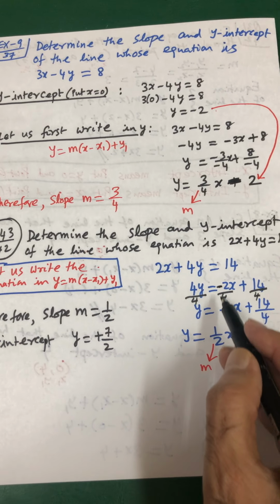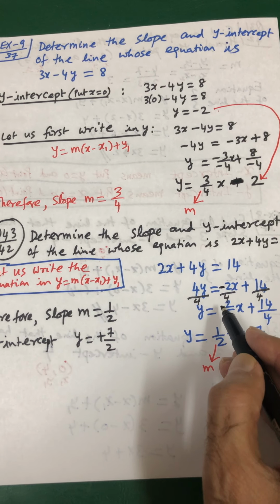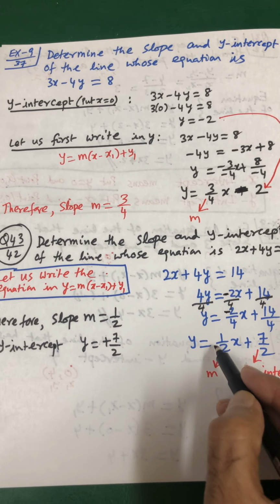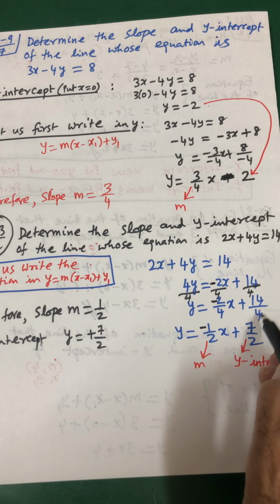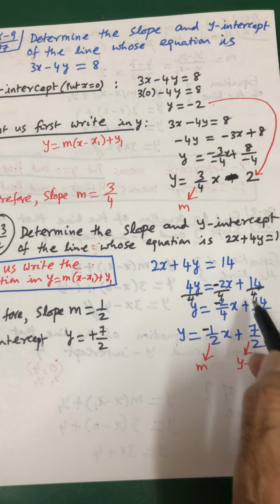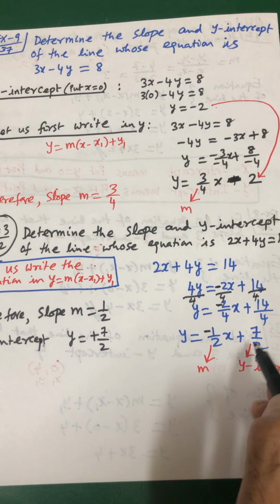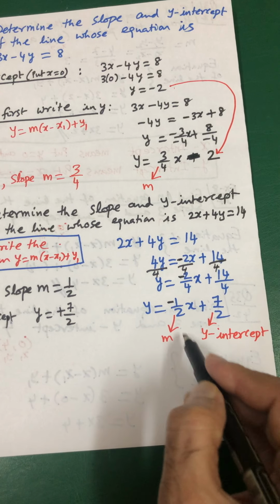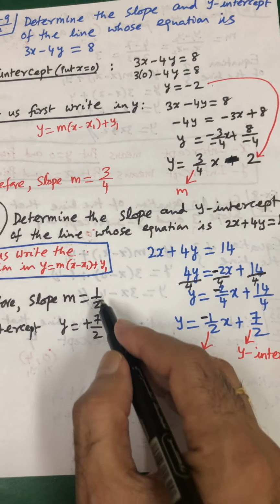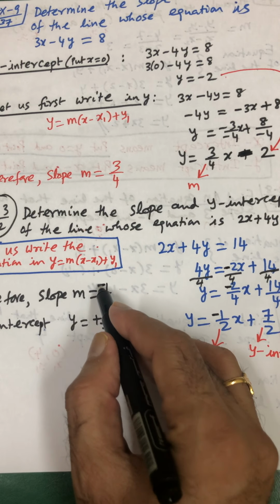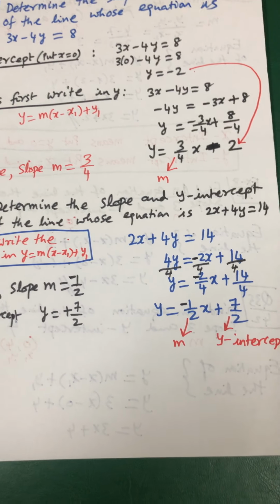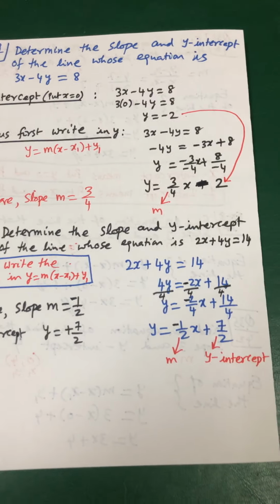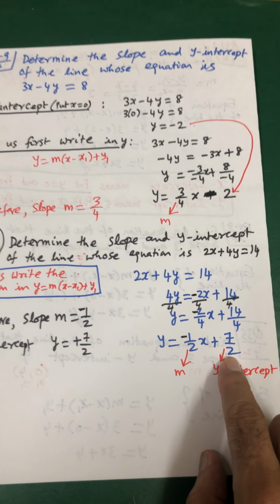So y is equal to minus 2 over 4, which is minus half. 14 over 4 is 7 over 2. So this will be the answer. This is your m and this is your y-intercept. So my slope is minus half and y-intercept is 7 over 2.